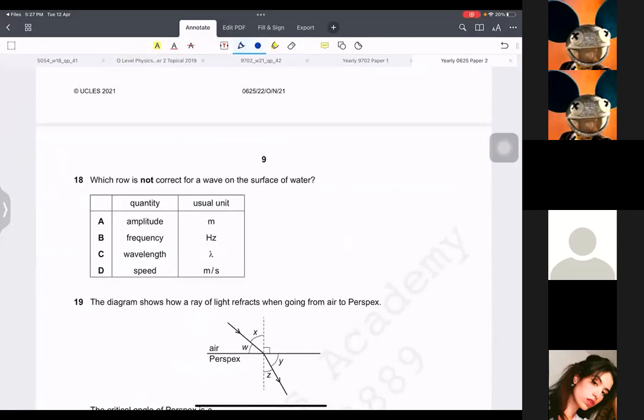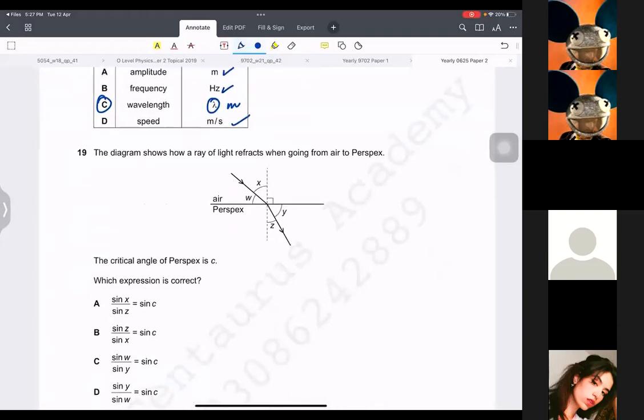So, for a wave on the surface of water, amplitude is m, frequency is this, wavelength is this. What is this? Which is not correct for a wave on the surface of water? What does he mean about it? Oh, amplitude is a unit. This is correct. This is a symbol. Unit should be meters. This is wrong. Very strange.